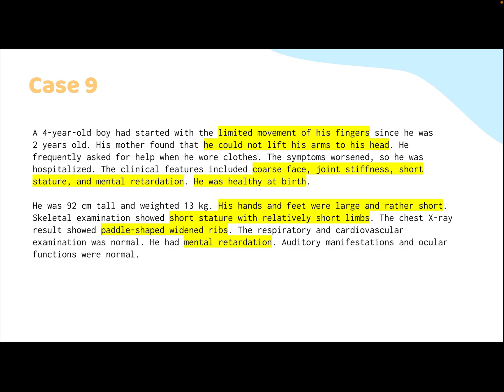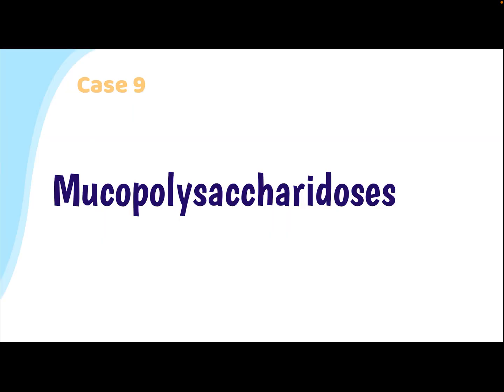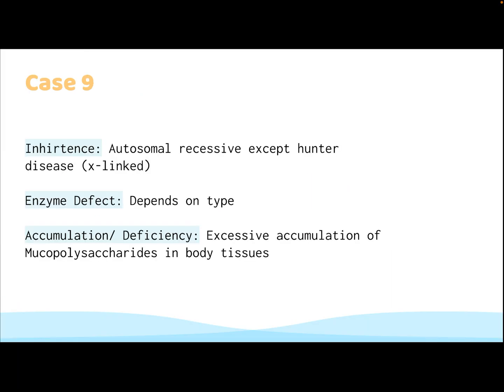X-ray paddle-shaped widened ribs. وعنده mental retardation. فنلاحظ إنه الأعراض أكثر شيء مؤثرة على المسكولوسكليتال وعلى النيورو. فهذا collectively كلها مجموعة من الأمراض اللي يكون عندهم فيها coarse face. جروب كبير من مجموعة من الأمراض نسميها mucopolysaccharidosis.